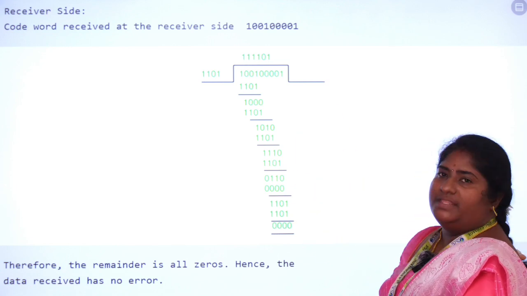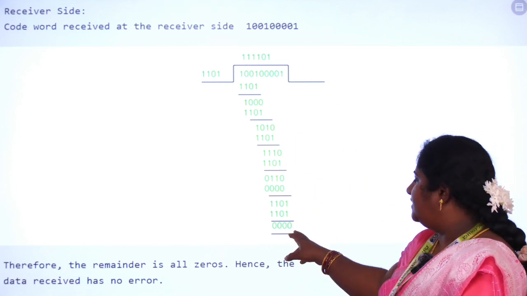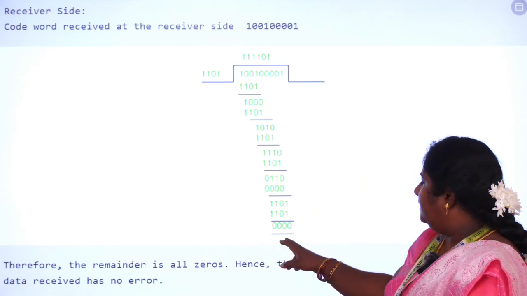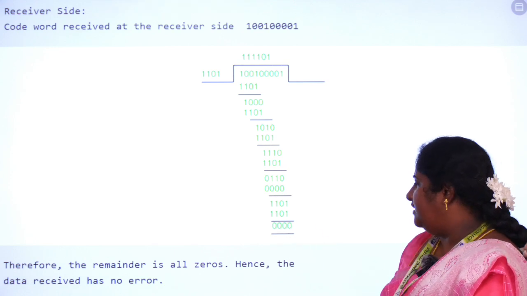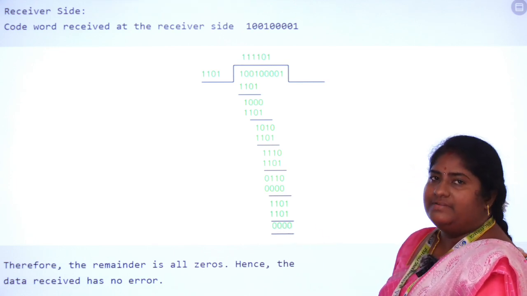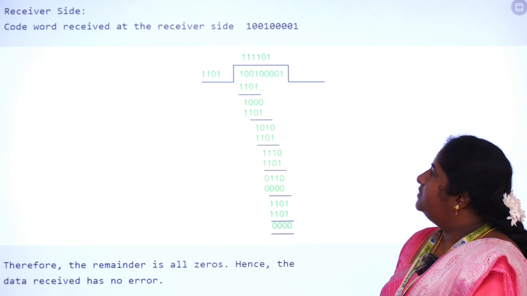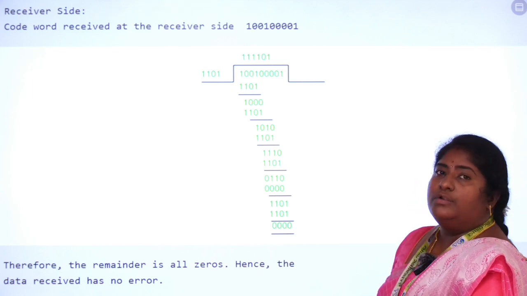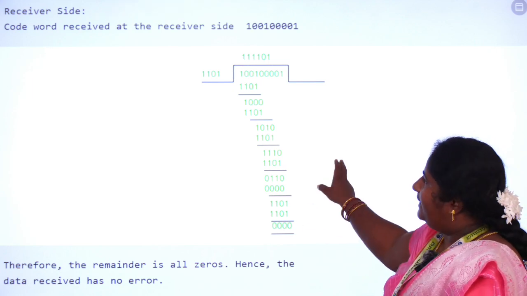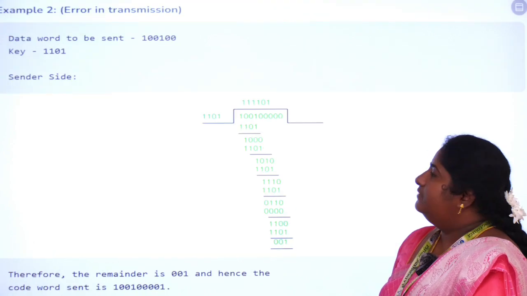After all division methods, you have the remainder as all zeros. When you have the remainder as all zeros, then the data received consists of no error. So this is an example for no error transmission. So let us see another example.